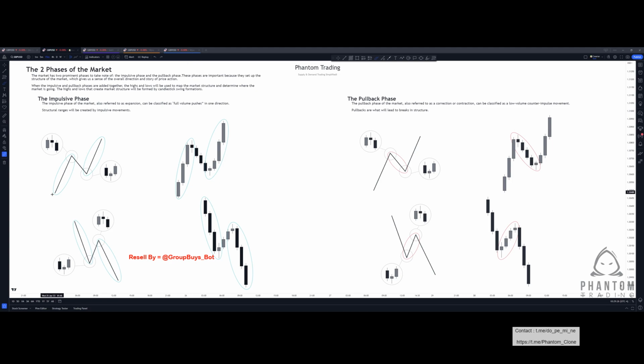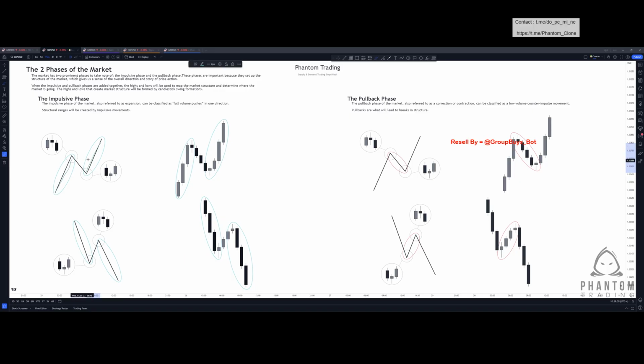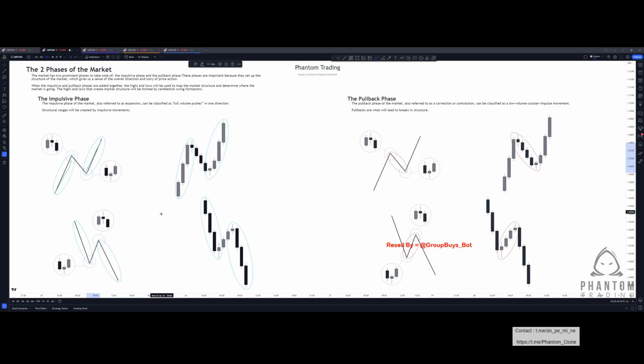And what we can see in the impulsive phase are these full volume moves that are encapsulated within these blue ellipses. Now, if we look at it from a candlestick perspective, we can see that the candles that make up the impulsive move are very large bodied bullish candles, signifying that the market is heavily trending to the upside and that demand is pushing the market to the upside.